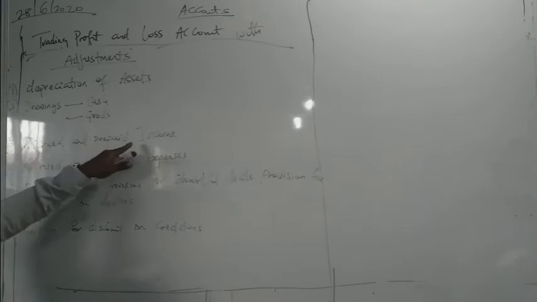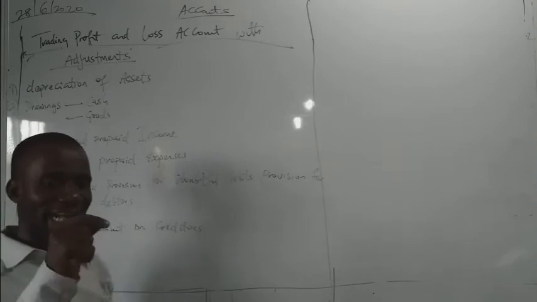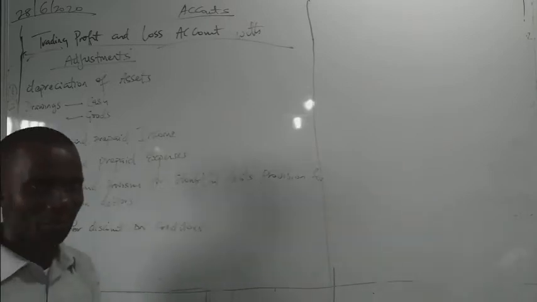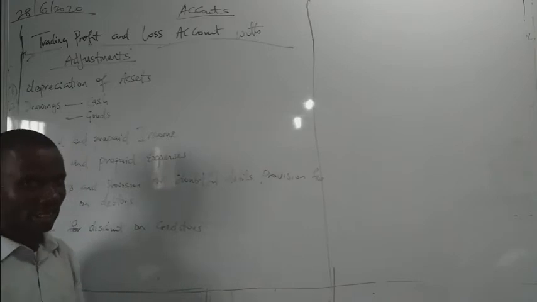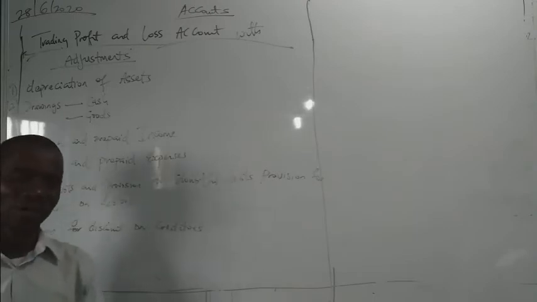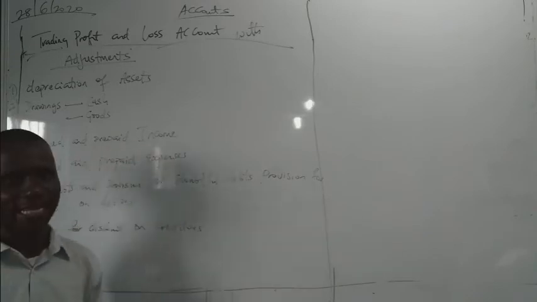Then accrued and prepaid income. Now, when income is due for collection by the business, but it hasn't been collected as of the current accounting year, that is, income due to the business but not yet collected by the business as of the current accounting period, it is accrued income. But income that is not yet due to the business, but the business has received it in advance, let's say, for instance, the current period is 2020, but the business has collected some income due to it in 2021, that income is known as prepaid income.